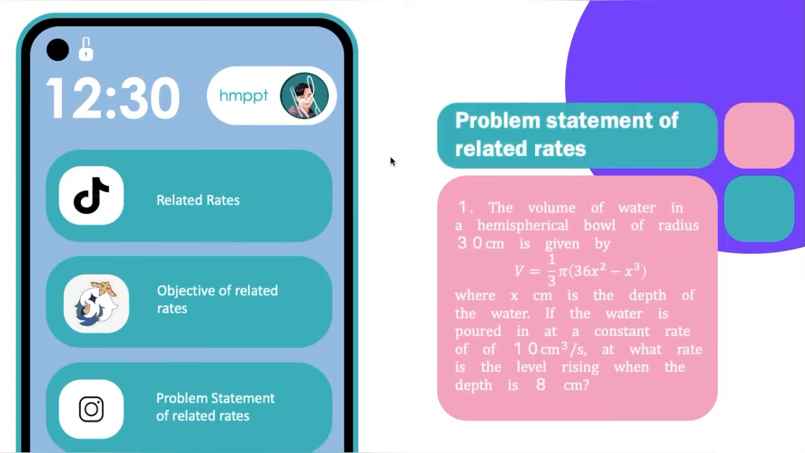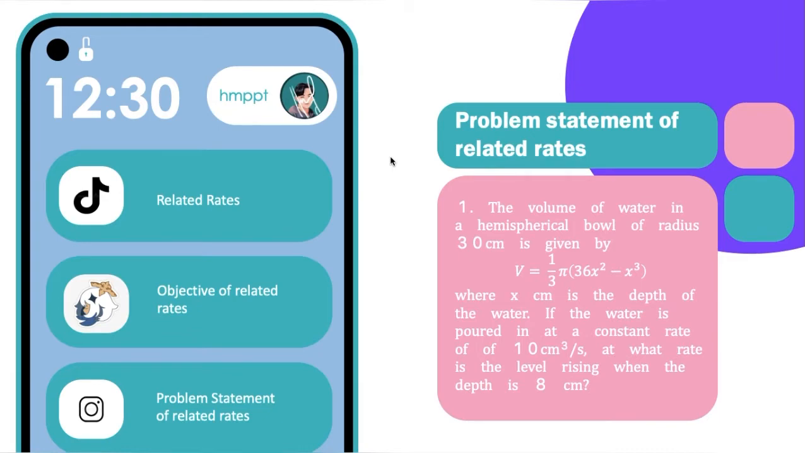So as we know, we go straight to the problem statement of related rates. In this question, the volume of water in a hemispherical bowl of radius 30 cm is given by V equal to 1 over 3 pi (26x square minus x cube), where x centimeter is the depth of the water. If the water is poured in at a constant rate of 10 centimeter cube over second, at what rate is the level rising when the depth is 8 centimeter?